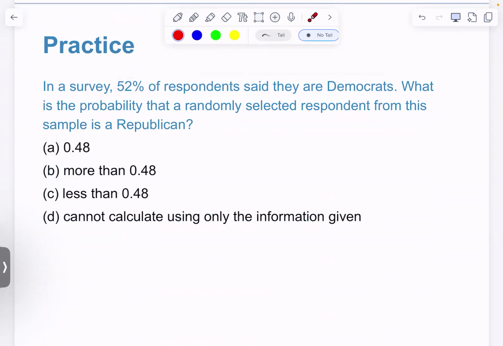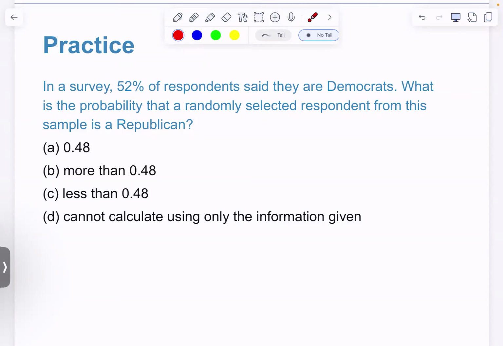In a survey, 52% of respondents said that they are Democrats. What's the probability that a randomly selected respondent from this sample is a Republican? Now, this is a trick question because we're thinking about the states and they really only have 2 parties, but we do need to remember that people are allowed to run as independents. They don't tend to be elected as presidents, but maybe one day, I don't know.